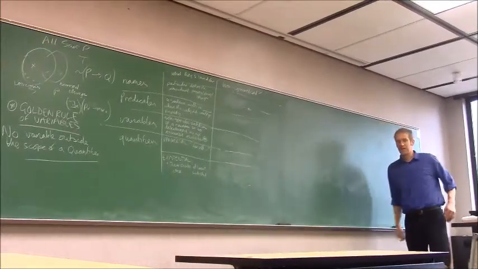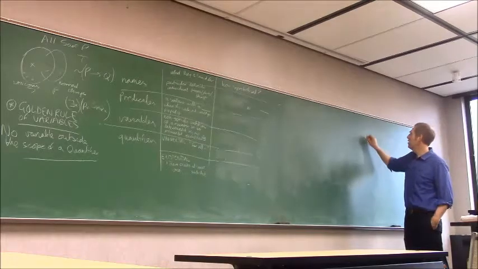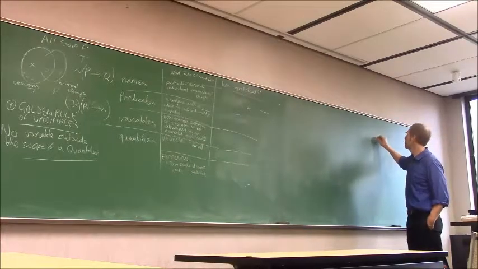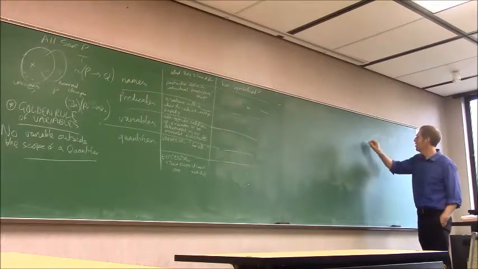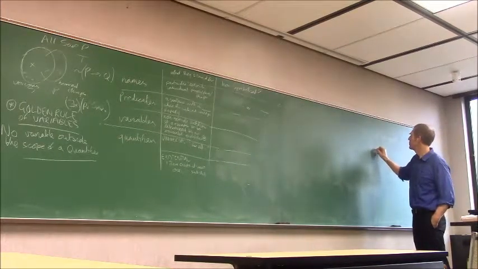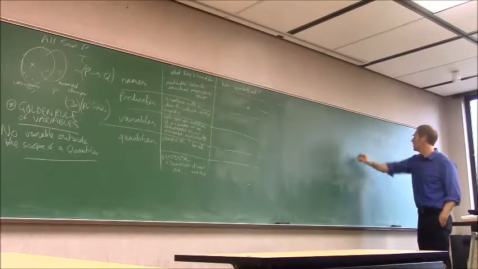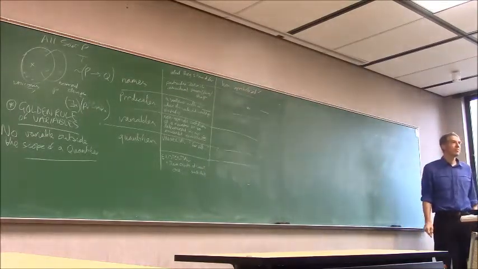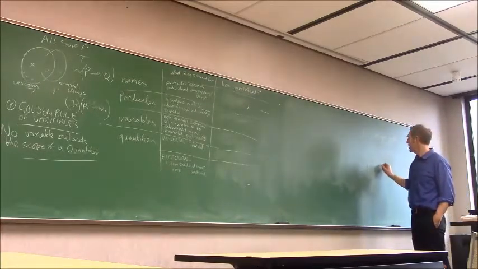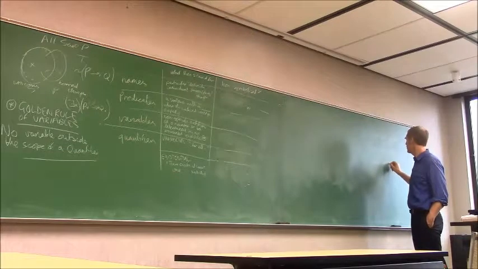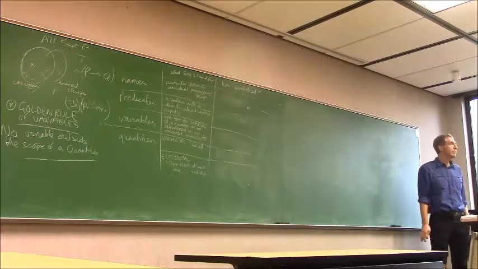So, why do we need predicate logic? Well, think of this argument. All frogs are green. Kermit is a frog. Conclusion: Kermit is green. Now the reason you know that is because this is obviously a valid argument, right?